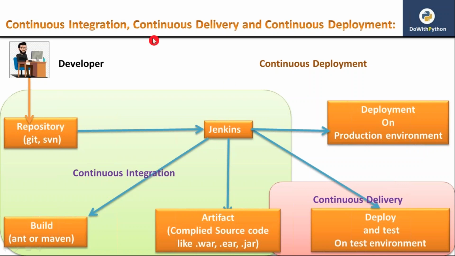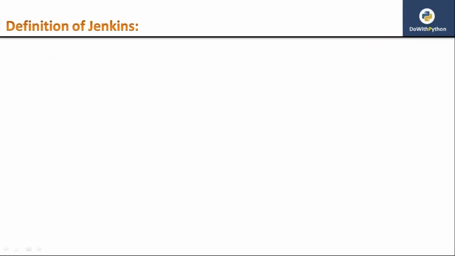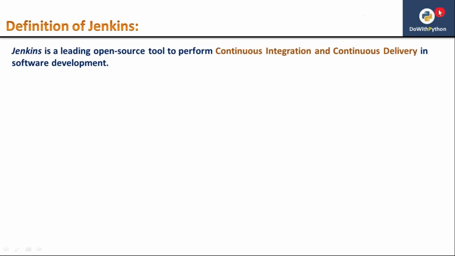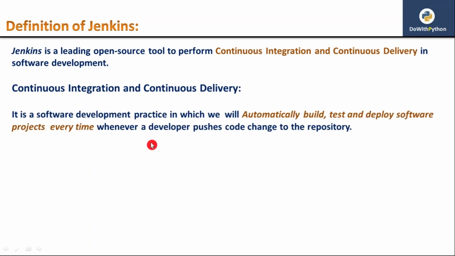Okay? So once you are good with continuous integration, continuous delivery and continuous deployment, then you can start learning about Jenkins. Okay, so simply, what is Jenkins? It is an integration tool. But along with that, it is actually a leading open source tool to perform continuous integration and continuous delivery in software development. We know that continuous integration, continuous delivery is a software development practice in which you automatically build, test and deploy software projects every time a developer pushes a code change to the repository.